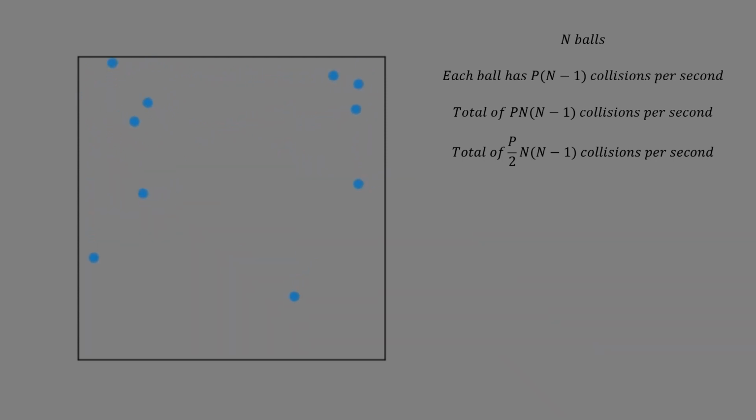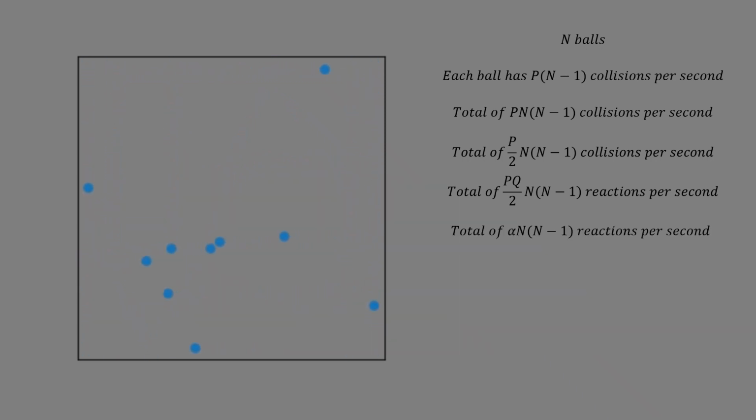And if we're being careful, then we may remember that Barbara said that each collision only had the potential to be involved in a reaction with some probability. So we can include that too. p times q over 2 times n times (n-1). Since p times q over 2 doesn't depend on n, then we can simplify it to alpha times n times (n-1), using Greek letters because we're fancy.